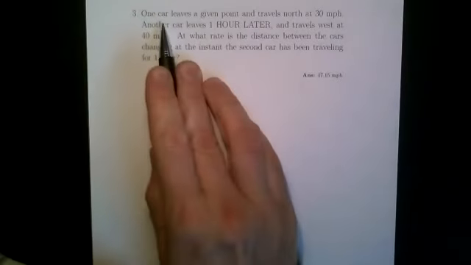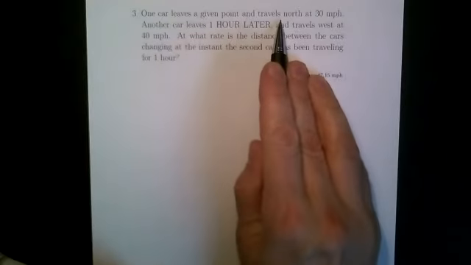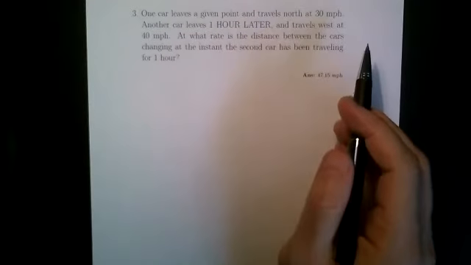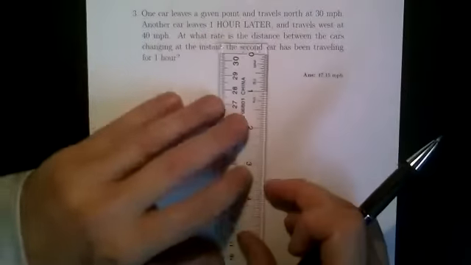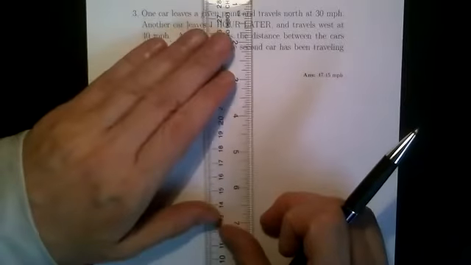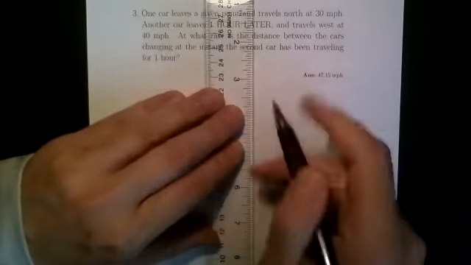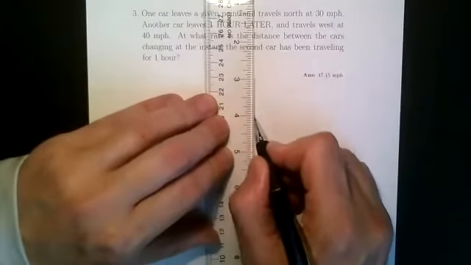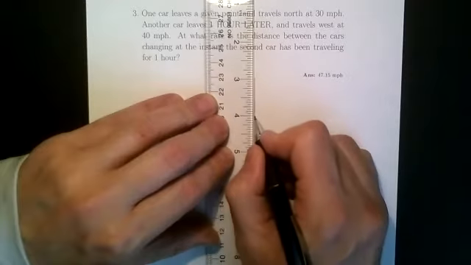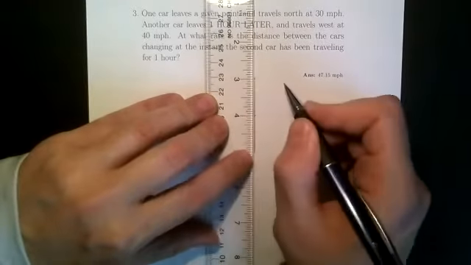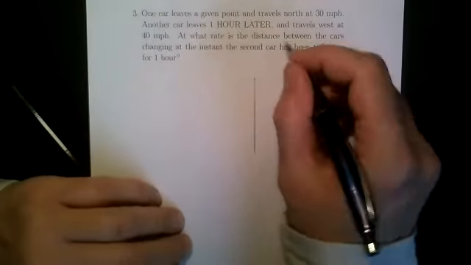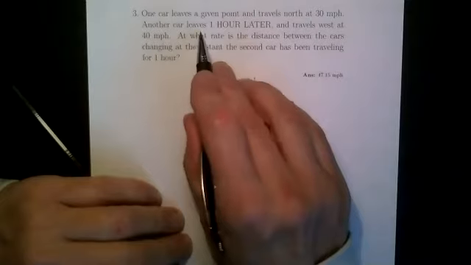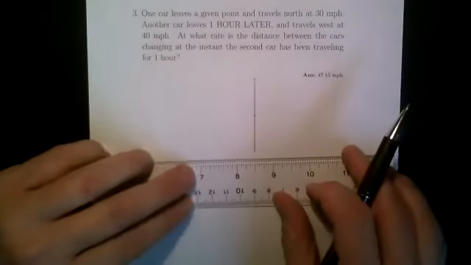Okay, so related rates. Number 3, one car leaves a given point and travels north at 30 miles per hour. So let's do a little picture again. Okay, so he travels north 30 miles per hour and another car leaves 1 hour later.